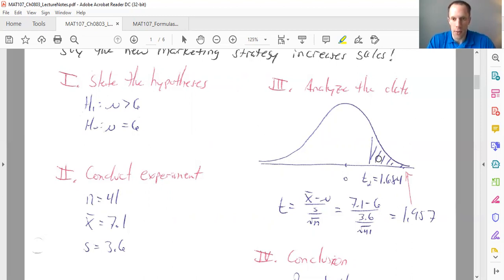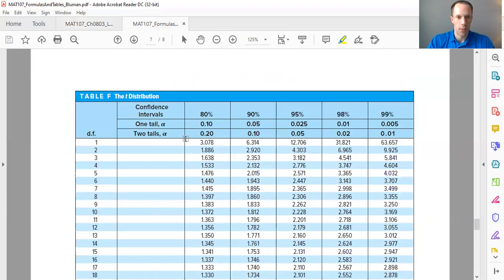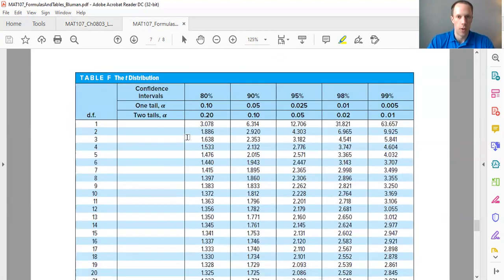So I'm going to shade in the right tail since I'm doing a right tail test, and I'm going to have to find the t-score that separates the shaded from the unshaded region here. In order to do that, I'm going to go to my t-distribution chart. You might remember this chart that we saw before. And now we're going to look at the 2 rows that are called one tail and 2 tails.